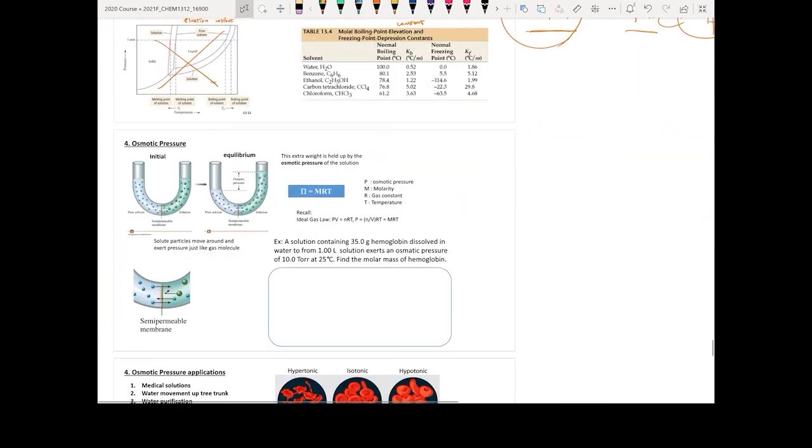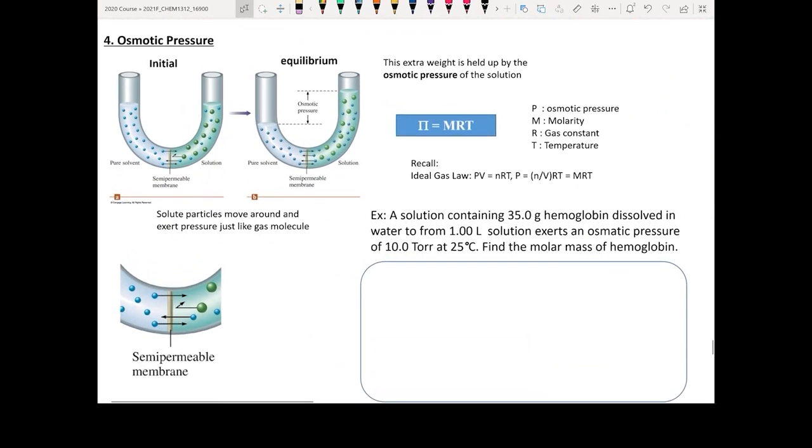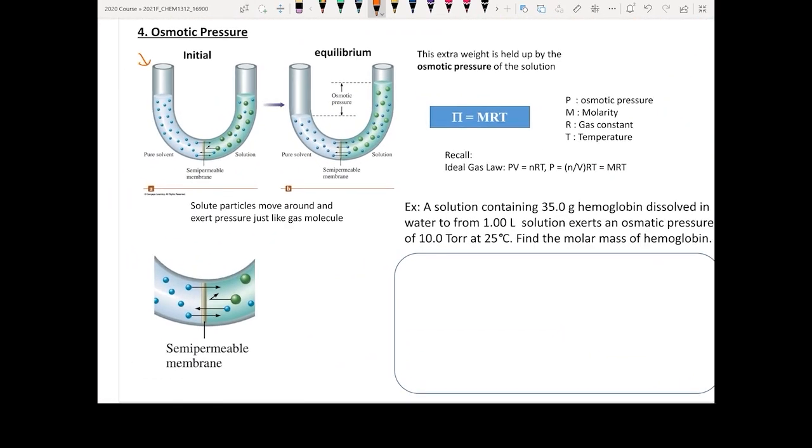The very last one that we need to go through is the osmotic pressure. If you have a U-shaped tube, and between this tube you put a semi-permeable membrane, the membrane only allows your solvent to pass, but doesn't allow your solute to pass. In the beginning, they have the same height.